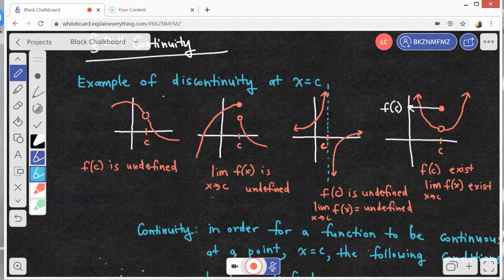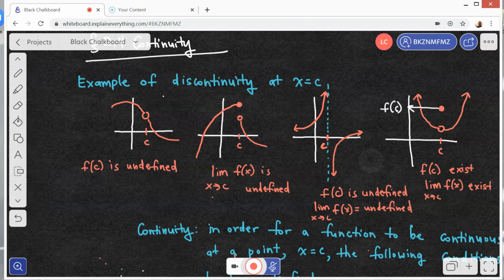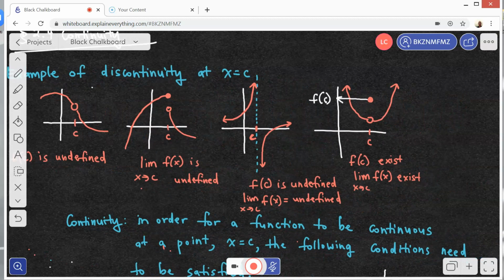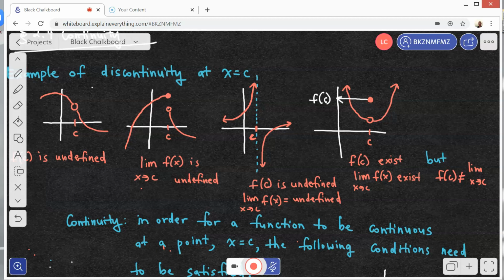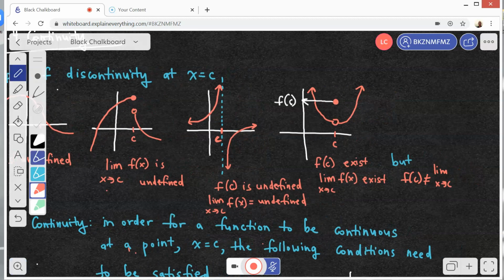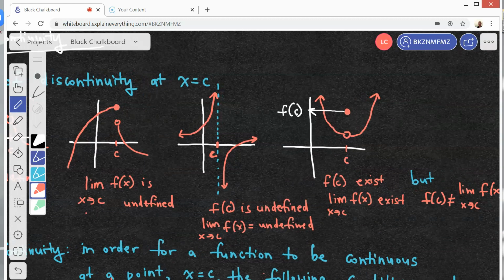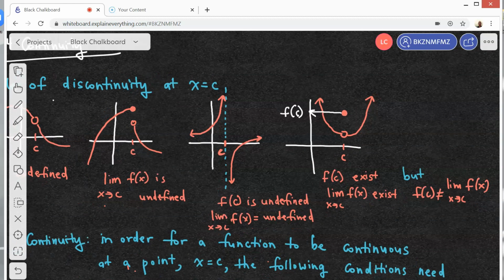However, there's a however. We're going to say, but f of c does not equal the limit as x approaches c of f of x.